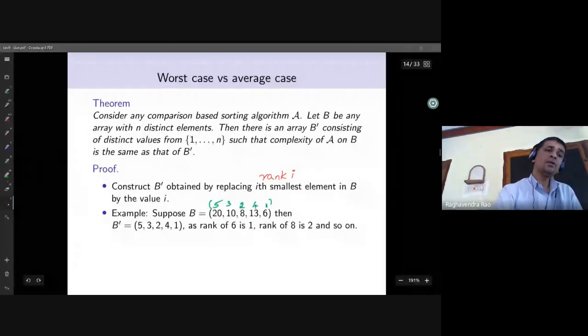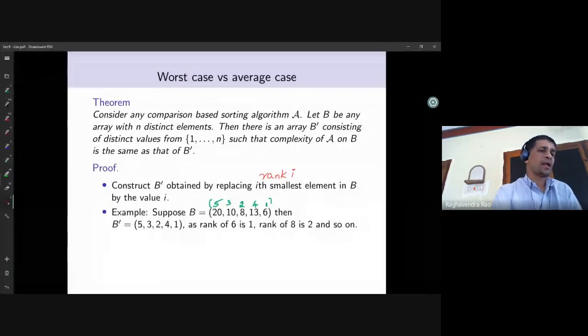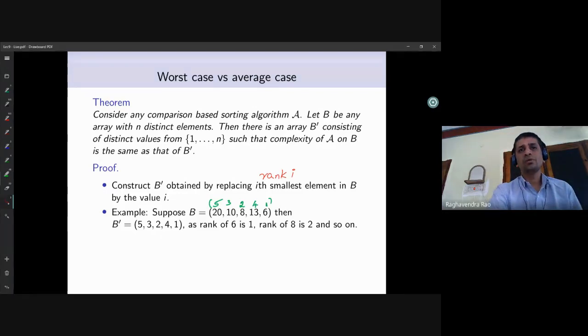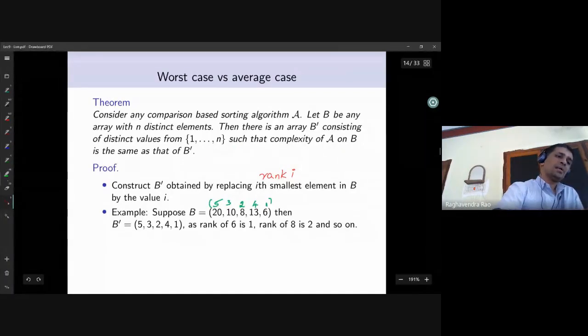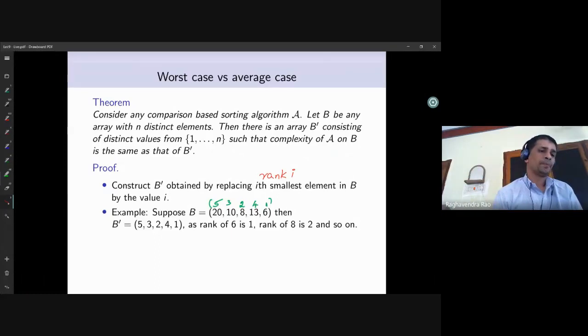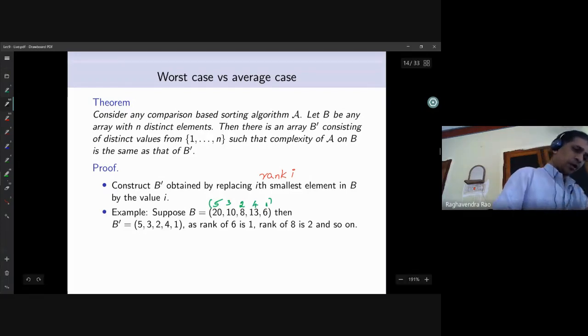Is the construction of B prime clear? We just replace the elements by their ranks. Now the claim is that for any comparison-based sorting algorithm, again we need that restriction that comparisons are between two elements of the array, not arbitrary comparisons, the permutation output by the algorithm is going to be the same. Not only that, the complexity is going to be the same, which is more crucial to us. The complexity of A on B is the same as the complexity of A on B prime. I'll just prove it quickly. The proof is just one line, not even a formal argument, just one picture.